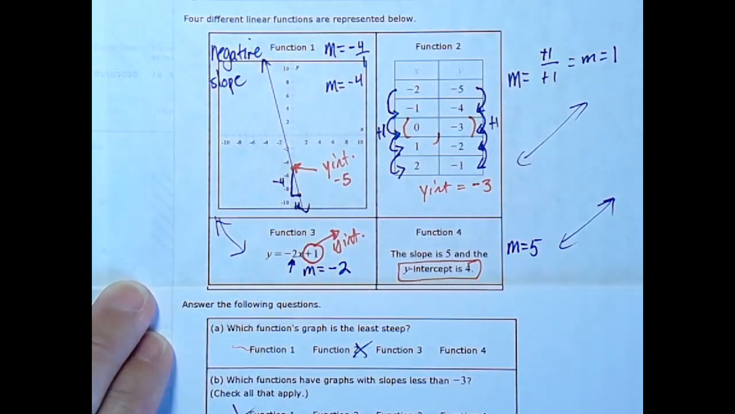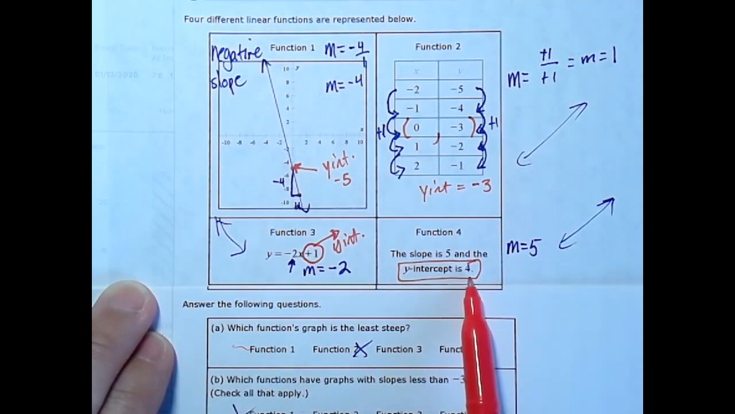So it says, which function has the graph with the greatest y-intercept? So the greatest y-intercept out of all of these is the y-intercept of 4. And so the answer is function 4.